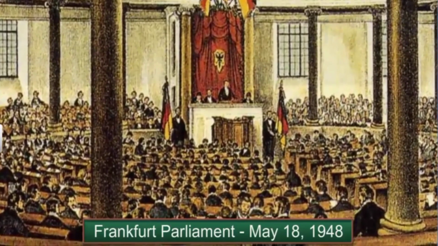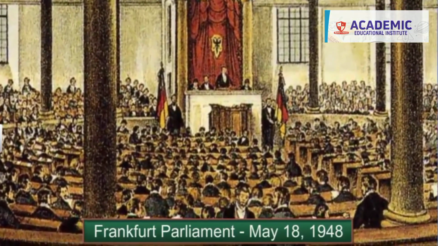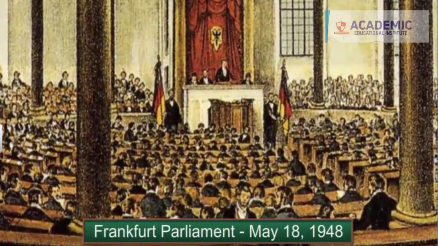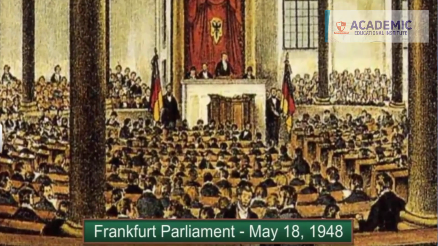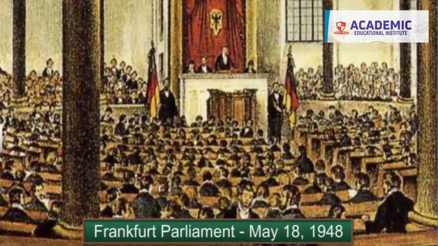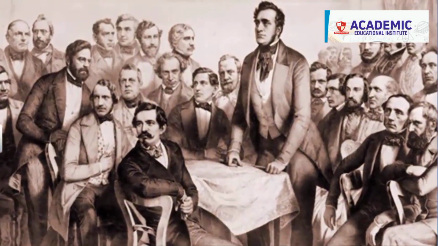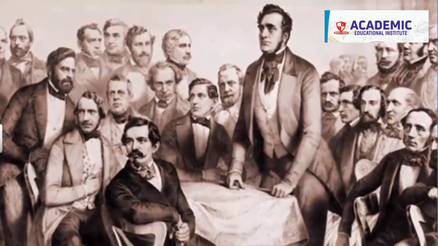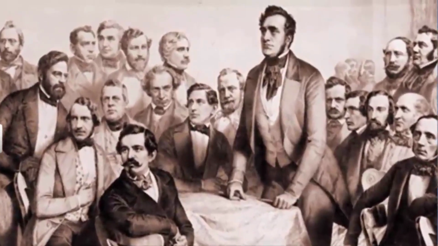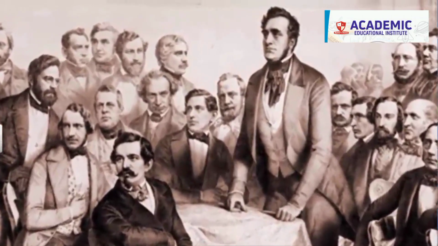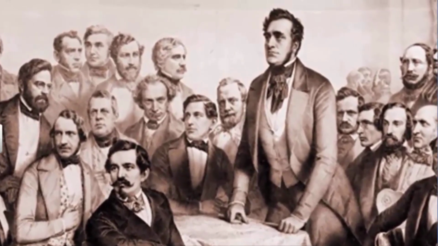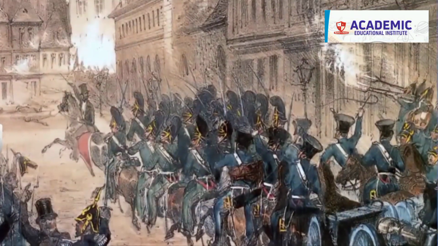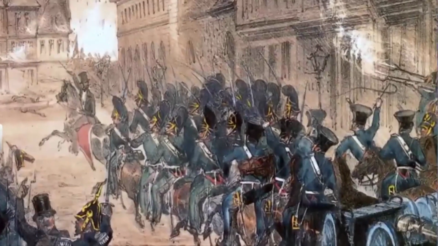On the 18th of May, 1848, the Frankfurt Parliament was convened in the Church of St. Paul. The middle class dominated the Parliament and did not accept the demands of artisans and peasants, and so eventually lost their support. As a result, the army had to intervene to settle the dispute, and the assembly itself was dissolved.